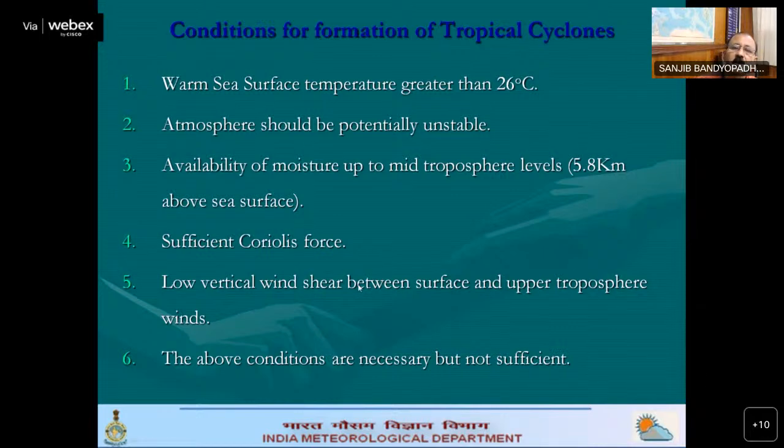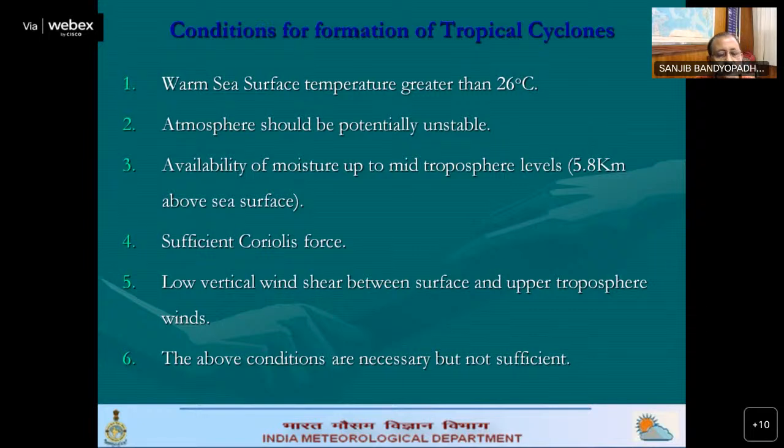Now, what are the conditions required for the formation of a tropical cyclone? We need the main source of energy, the warm ocean. So sea surface temperature should be at least 26 degrees or more. But not only the sea surface temperature, the ocean heat content up to a depth of 50 meter should also be very high. Then the atmosphere should be potentially unstable, meaning the air should be able to go up. Then there must be availability of moisture up to the mid-tropospheric level. Sufficient Coriolis force is also needed; within 5 degrees of the equator there is not sufficient Coriolis force, that's why cyclones are generally not formed there.